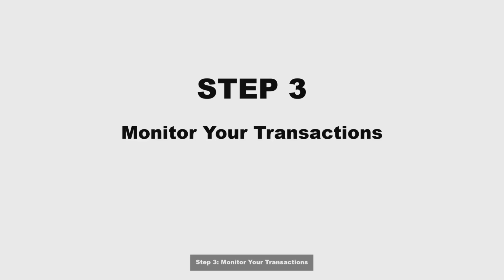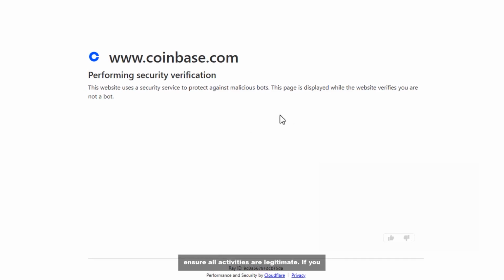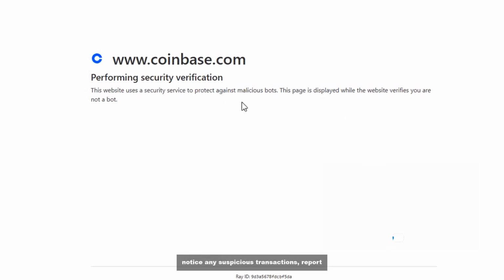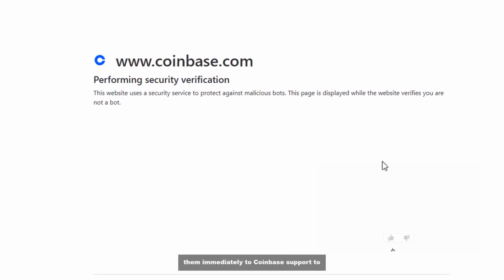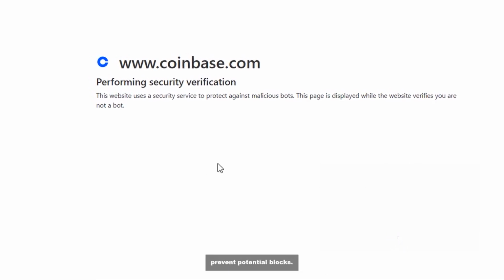Step 3. Monitor your transactions. Keep an eye on your transaction history and ensure all activities are legitimate. If you notice any suspicious transactions, report them immediately to Coinbase support to prevent potential blocks.